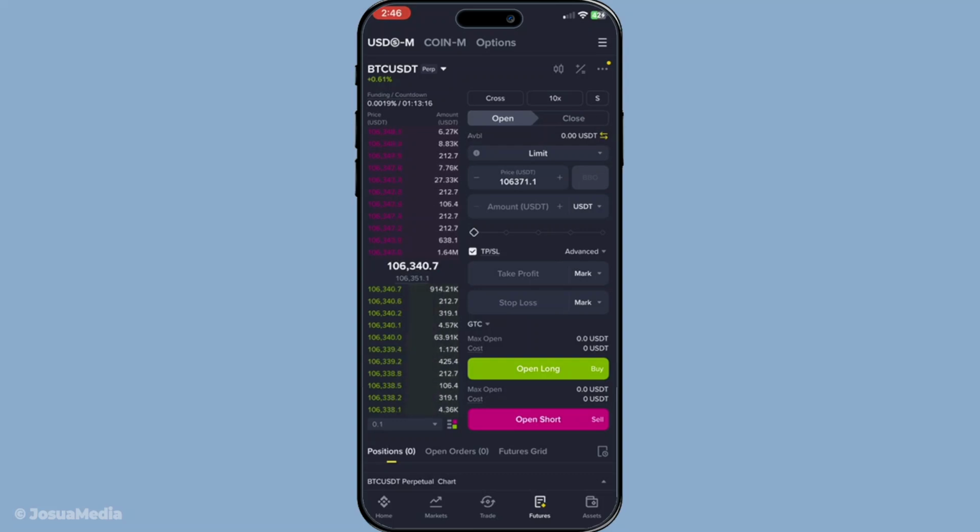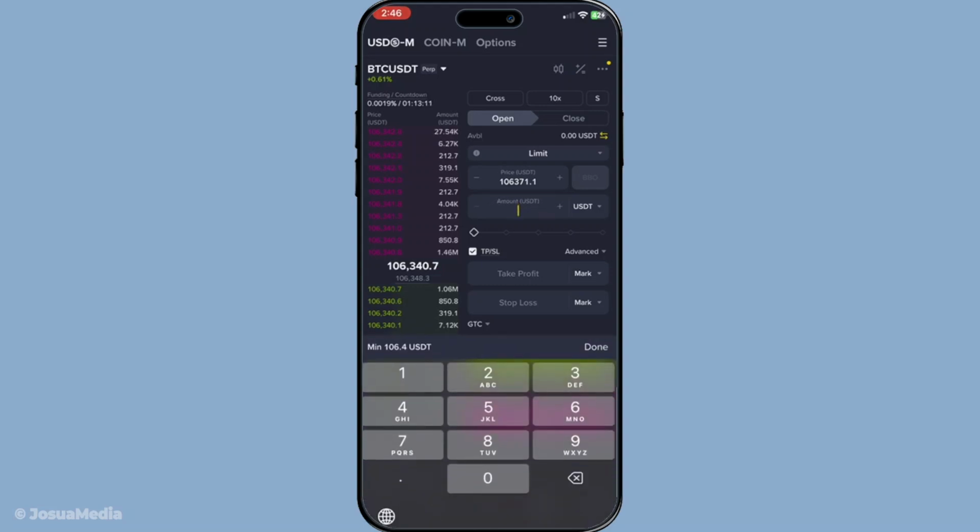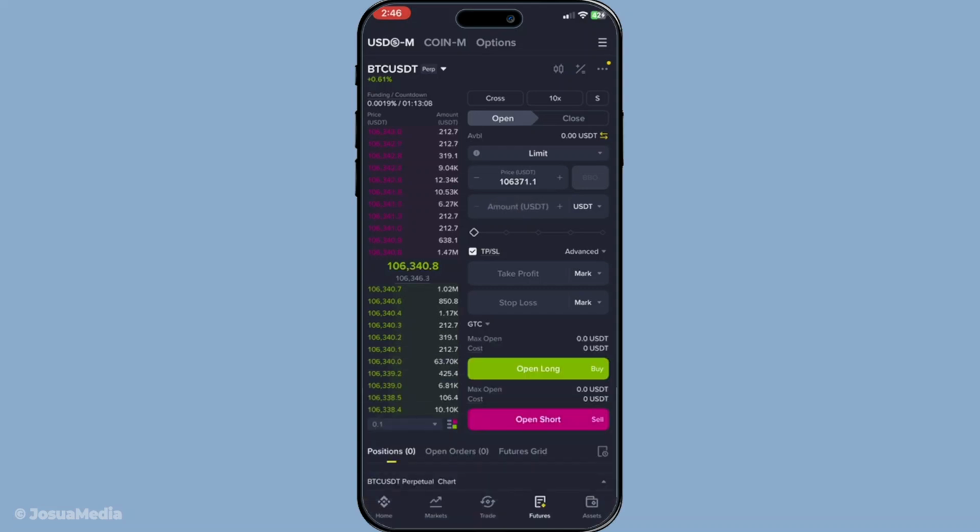By opening a long or buy position, you're setting yourself up to profit if the market price rises. Essentially, you're betting on a price increase, so if Bitcoin goes up against Tether, you stand to make a profit from this position. Next, and simultaneously, you should open a short position.